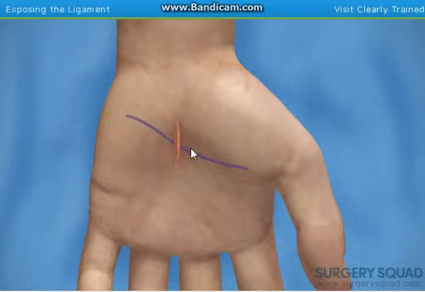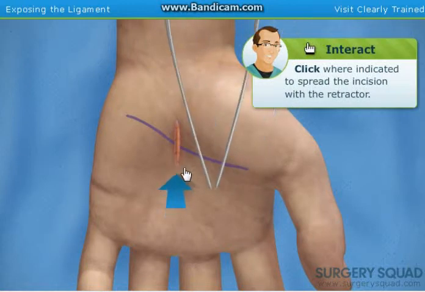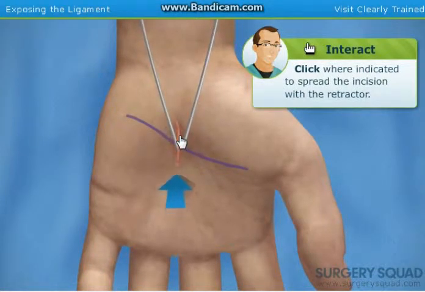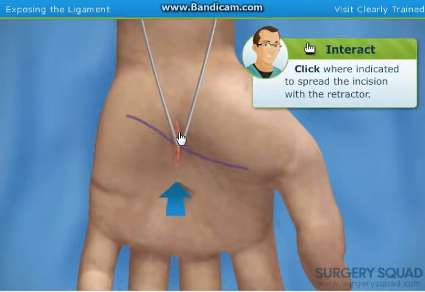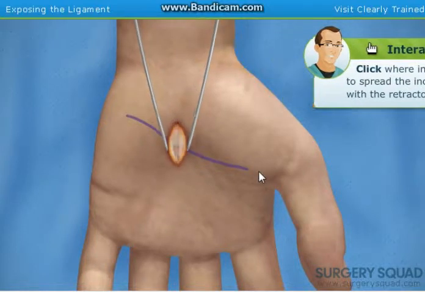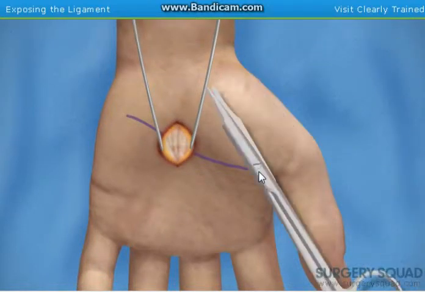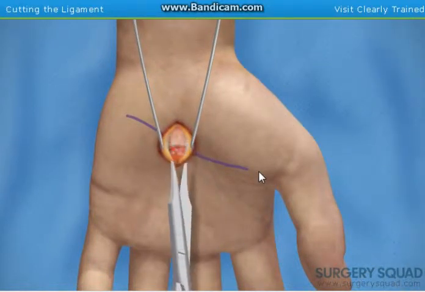Now we'll spread the incision wider to expose the transverse carpal ligament. This band of tissue is the cause of the problems. Place the retractors into the incision and spread it open. By the way, if you guys are worried, this doesn't hurt the actual person because there's a numbing agent which numbs his hand so he can't feel pain. I think you're a natural at this.